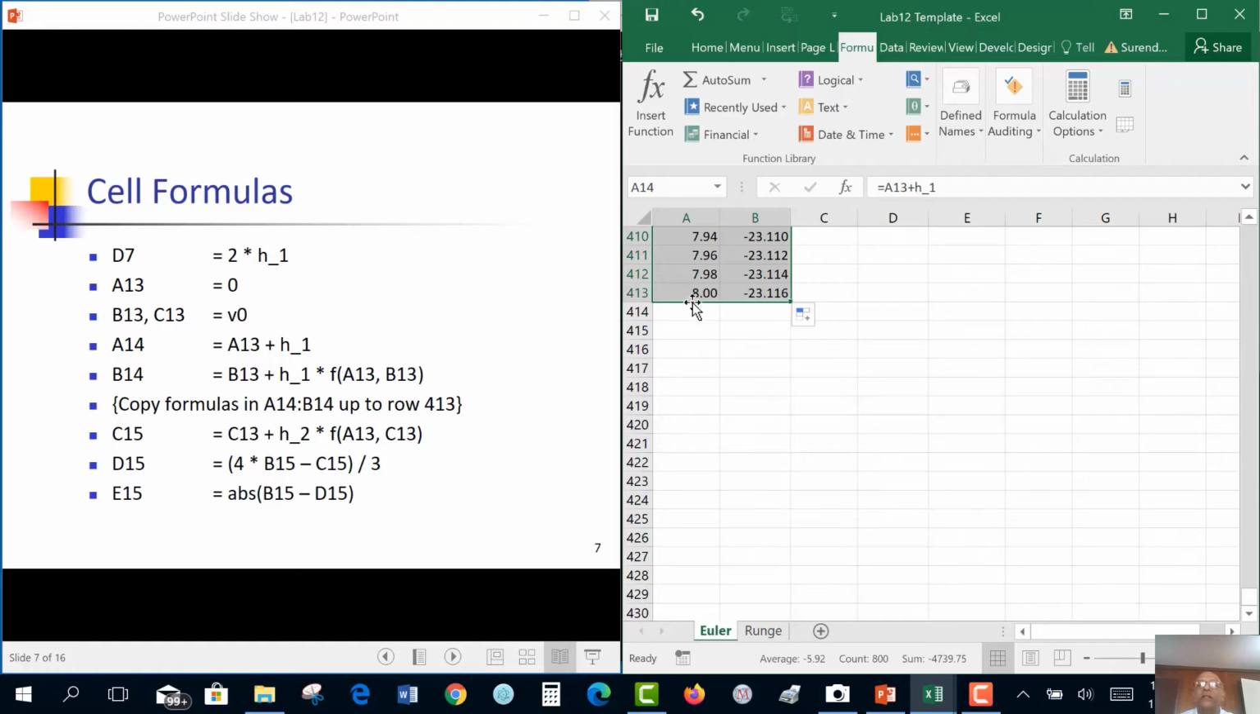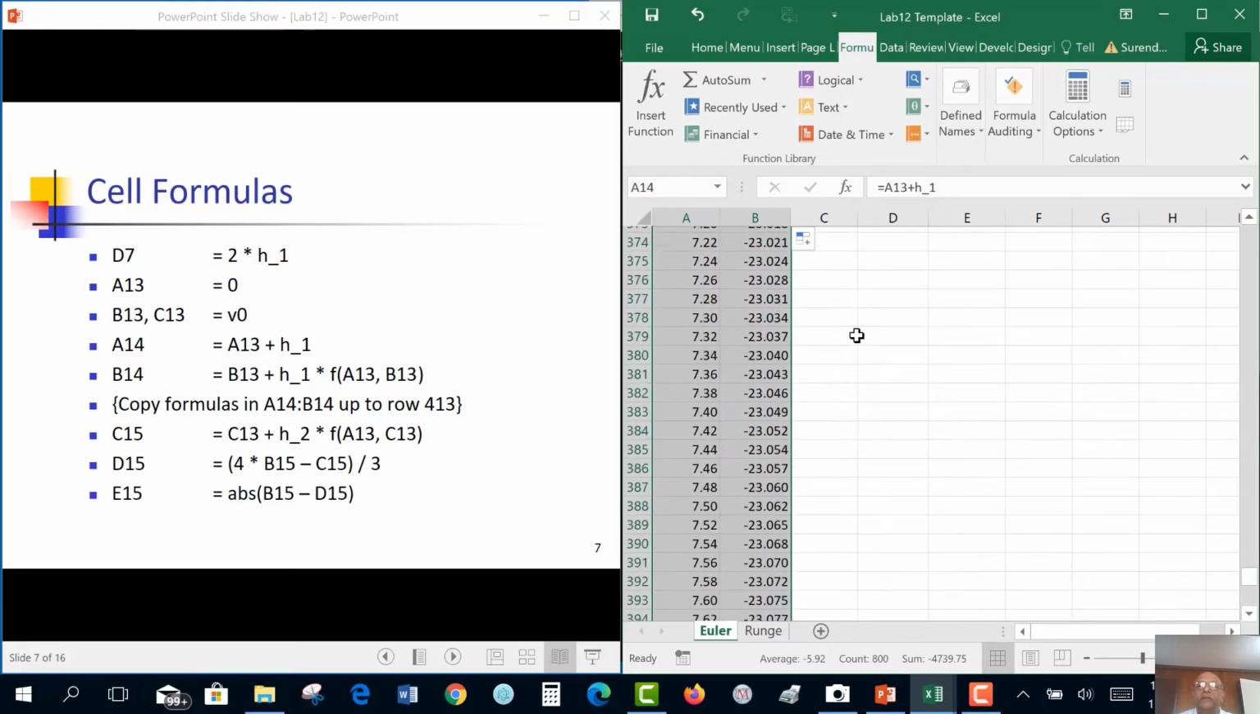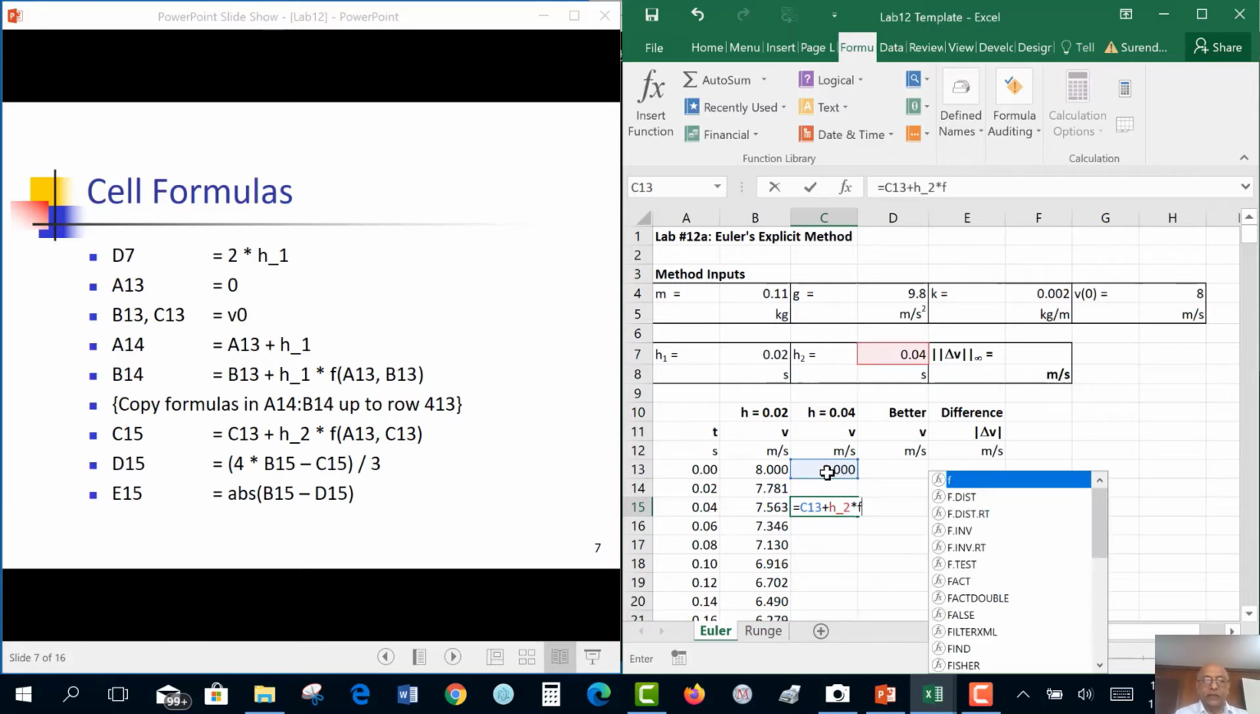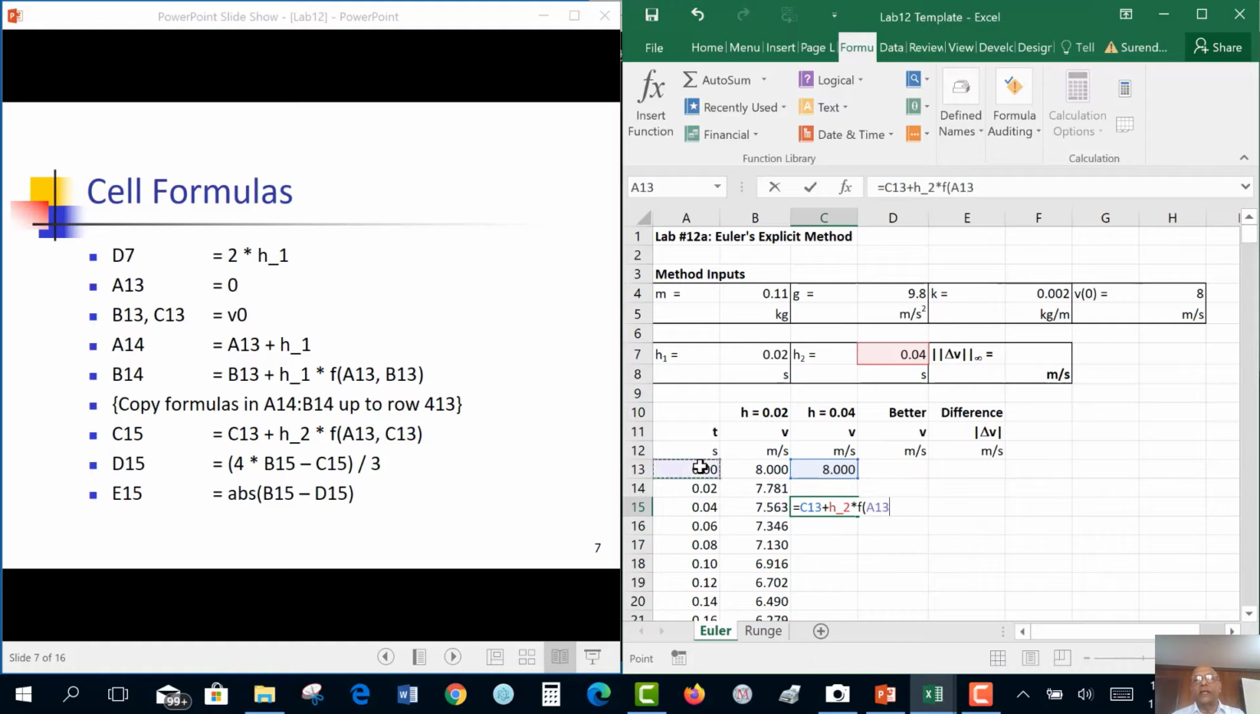Okay, so we get to 8 minutes. Our velocity downward, and you can see it is almost getting constant, nearly constant. Only the fifth digit is changing. Okay. So for h is equal to 0.04, we are going to skip a time step. So we are going to say this is equal to previous value plus h2 times function at previous time and previous velocity. Remember, we need to pick it up from column C. Okay, now we have two values.